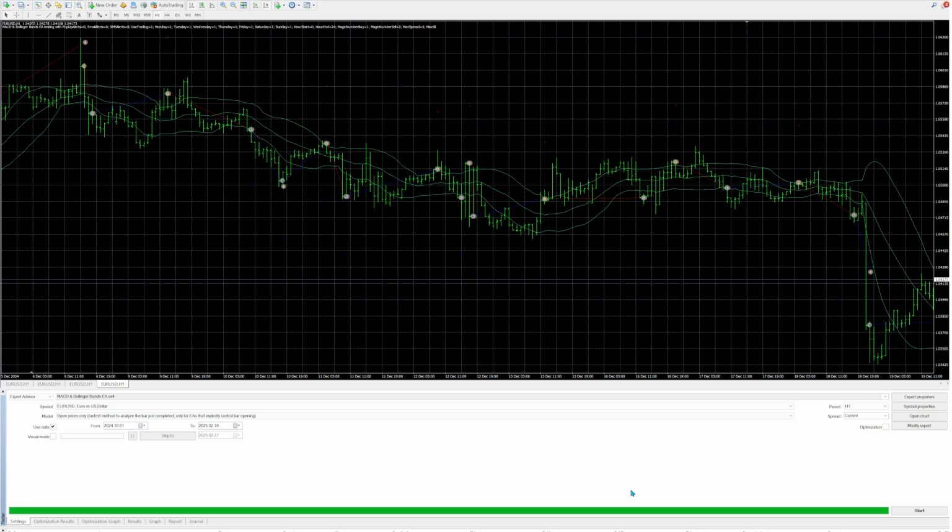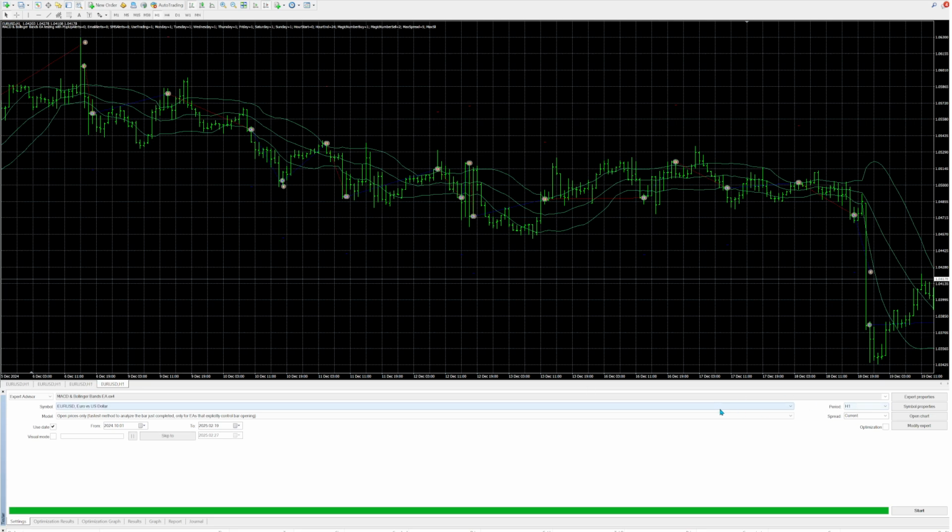So if we go to the settings, you can see I've selected the MACD and Bollinger Bands EA here. The symbol chosen is the euro dollar and the 1 hour chart time frame. I always prefer the higher chart time frames, so the 1 hour, 4 hour, daily, weekly, monthly, simply because it contains more price data and therefore I find signals tend to be more reliable. That applies not just to automated trading with EAs such as this one, but also manual trading.